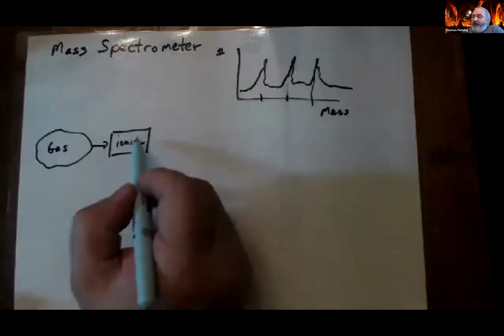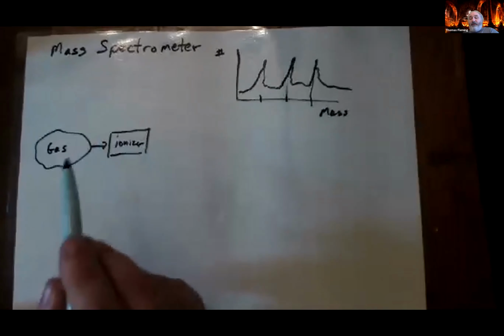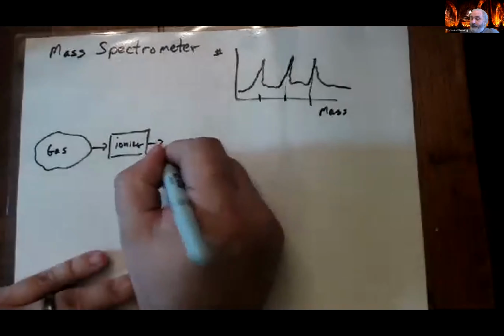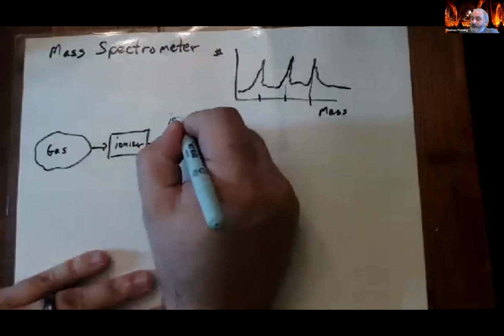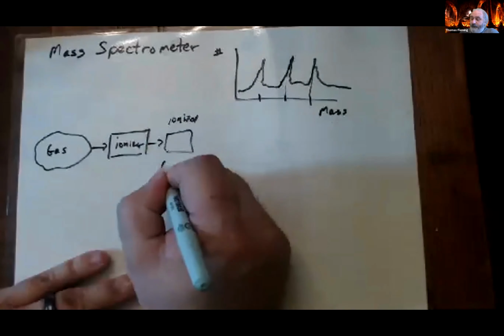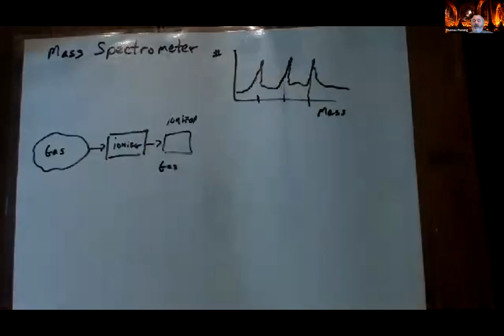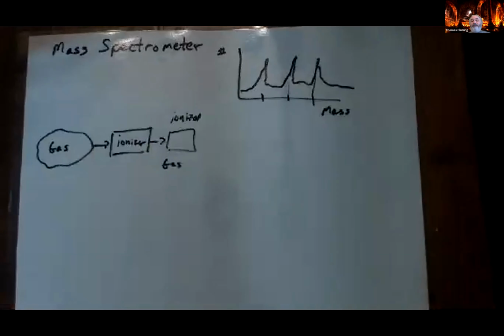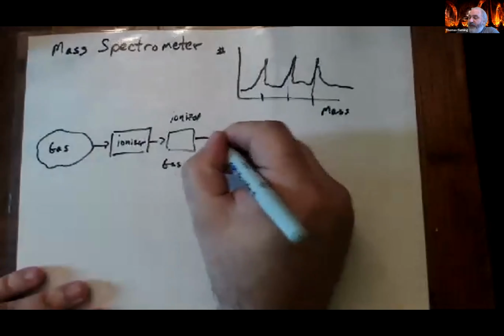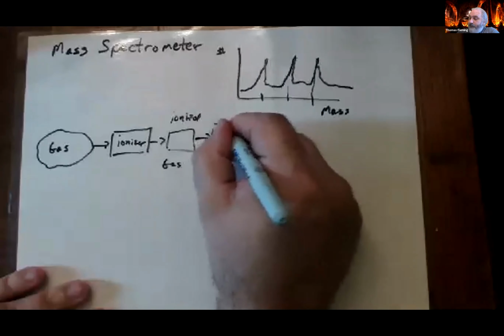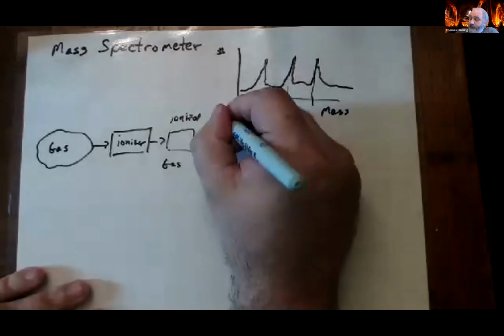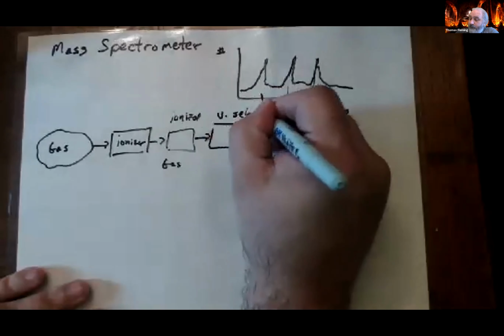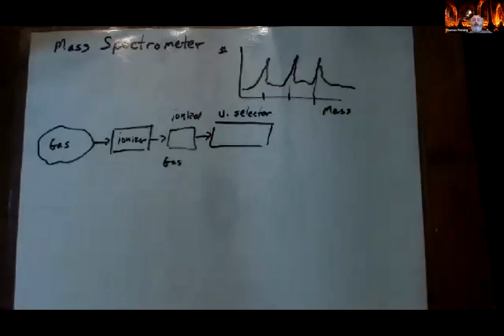So anyway, we're going to hit this gas with this ionizer, and what's going to come out is now ionized gas. Now, the problem is the particles in that ionized gas, they're flinging around with all kinds of random velocities. So what we're going to do is we're going to send this through a velocity selector. All right. And here's how the velocity selector works.